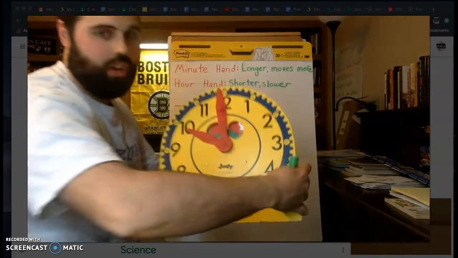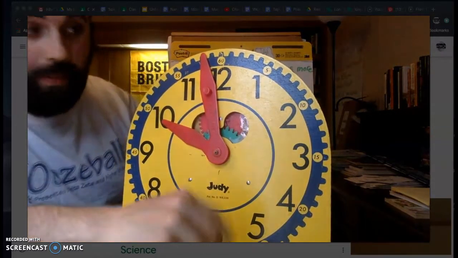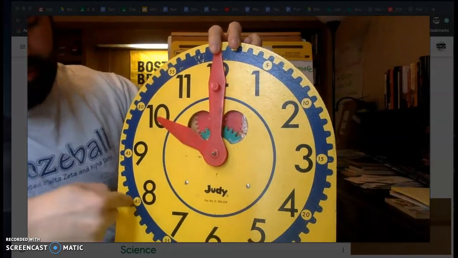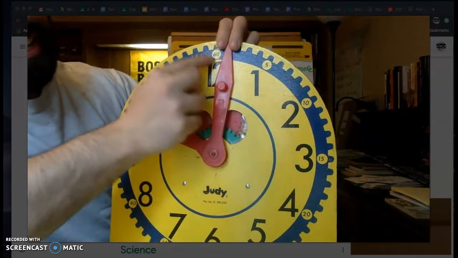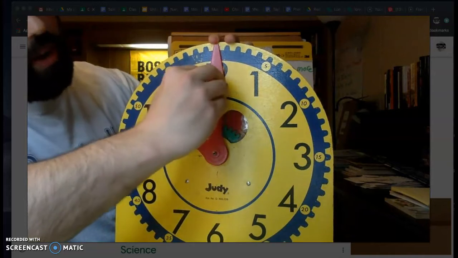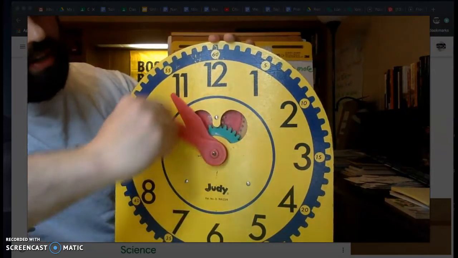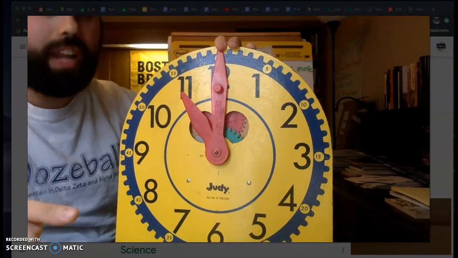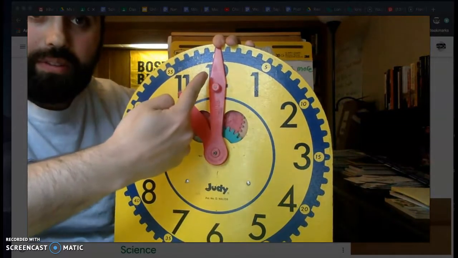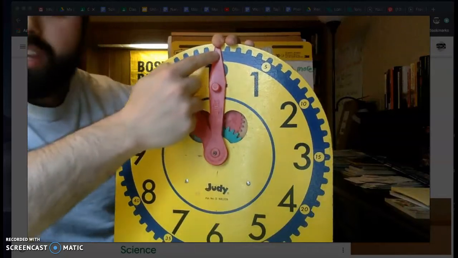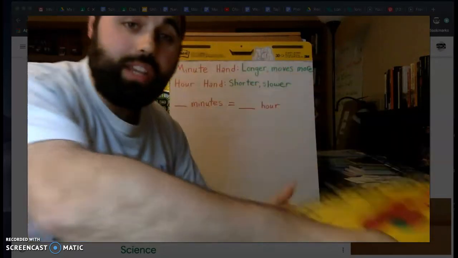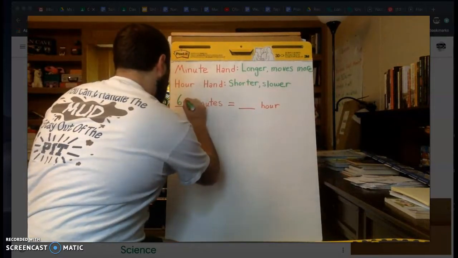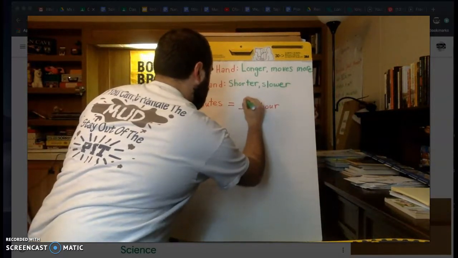So when we're looking at this clock, you counted out the minutes with me before, going all the way around. 5, 10, 15, 20, 25, 30, 35, 40, 45, 50, 55, and then 60. So if we go one full rotation of this clock, we call that 1 hour. It's gone one full rotation, that's 1 hour. How many minutes did it go? You're right, it went a total of 60 minutes. So we can say 60 minutes is 1 hour.